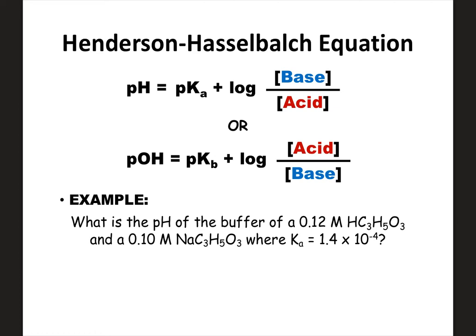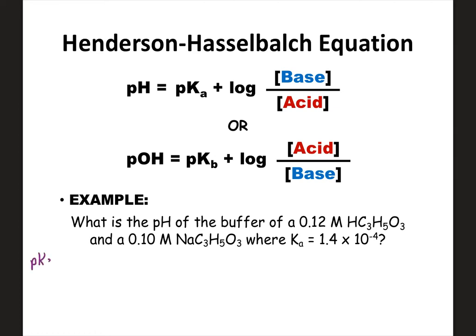This is a buffer. So if we are going to do the Henderson-Hasselbalch equation, because we have a weak acid, we need to use the pH version of the equation. In order to do this, though, I'm going to need a pKa. So I have to find that first.